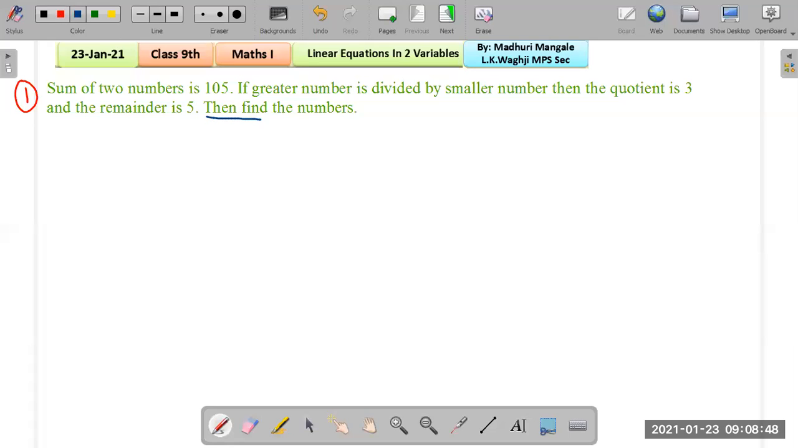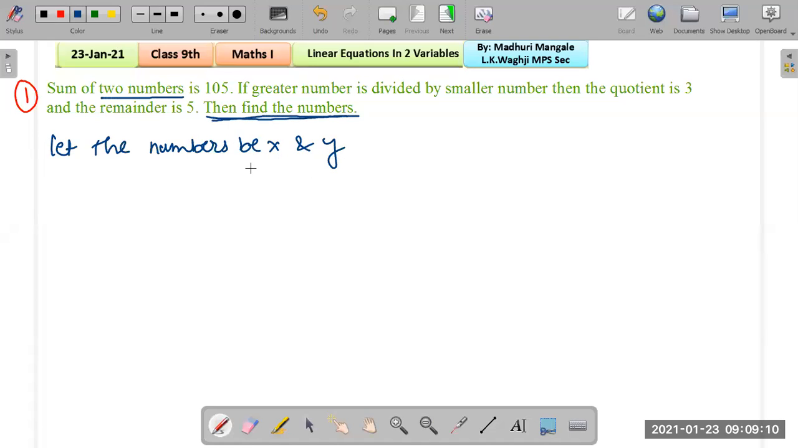So look at the question. Always look for what is asked. We are asked to find the numbers. So there are two numbers. Sum of two numbers is 105. There are two numbers, so we start with: let the numbers be x and y.